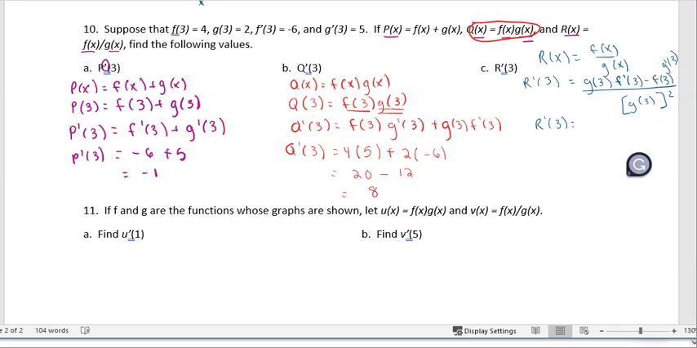G of 3, we're told, is 2. F prime of 3, we're told, is negative 6. F of 3 is 4. And G prime of 3 is 5. All over, we need G of 3, which is 2, and then squared.